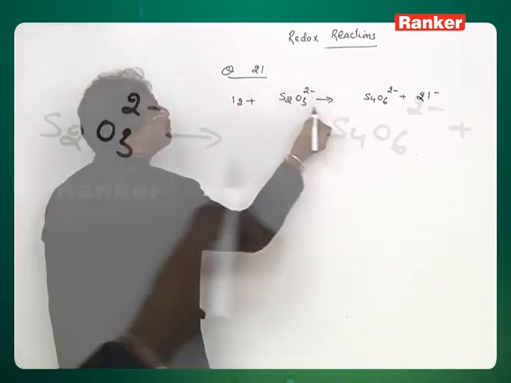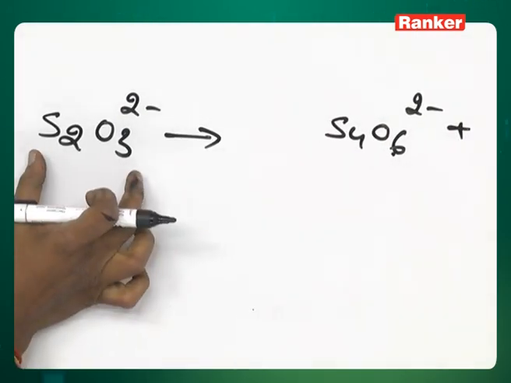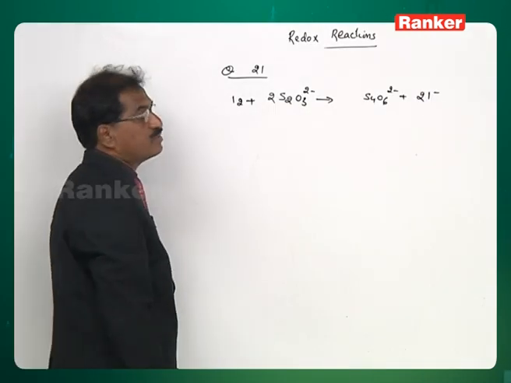Next, see here, this is S4O6, a tetrathionate. Here 1 mole of thiosulfate, we need 4 sulfur atoms. Now we take this. This is the balanced equation.